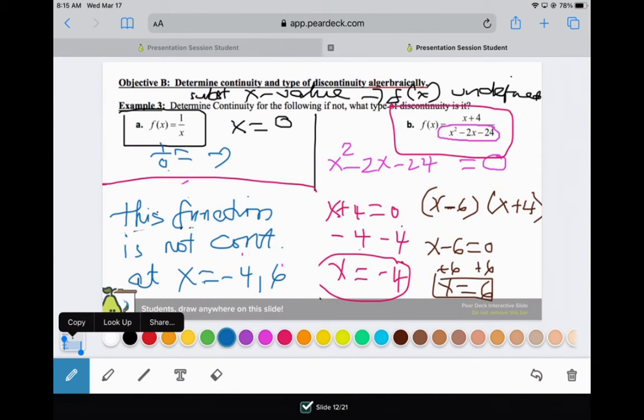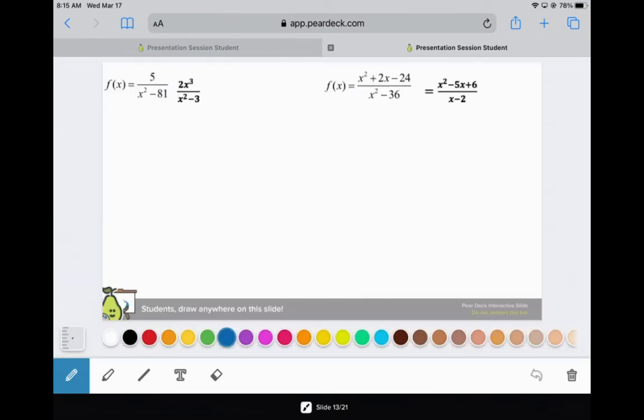Let's do another example for this one, just so it's a little bit better. So let's look at this one. We're going to cross this one out for now. Okay, so clear that. We're going to look at the first one and determine if the function is continuous or not. Let's call this number 3.